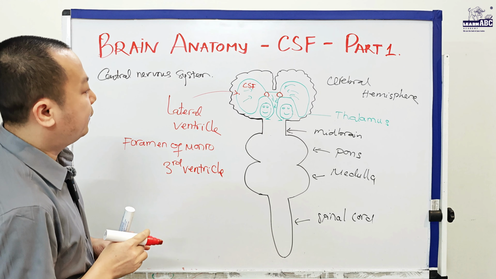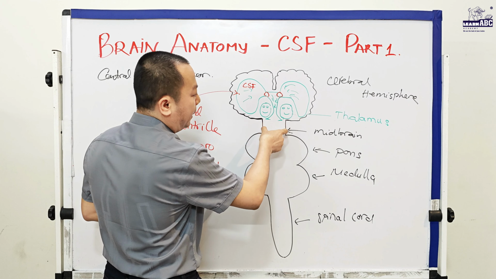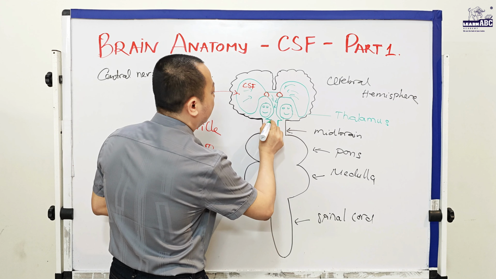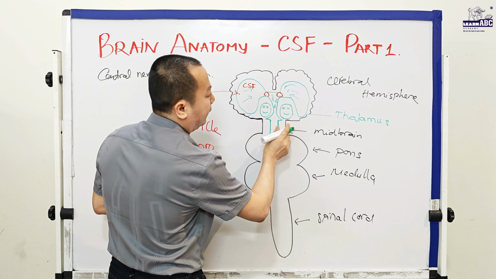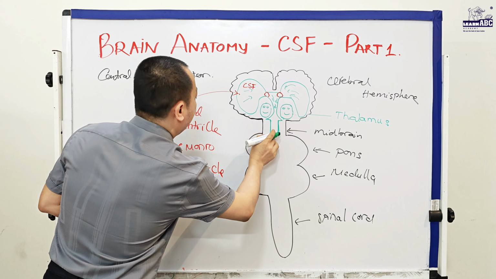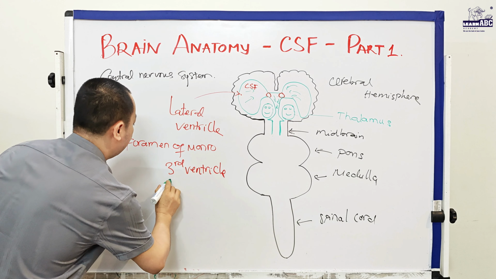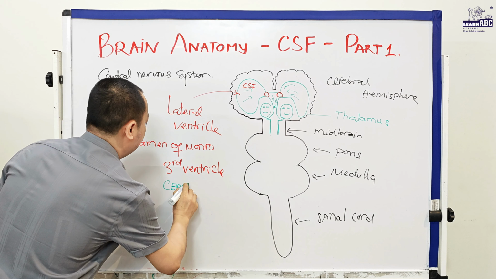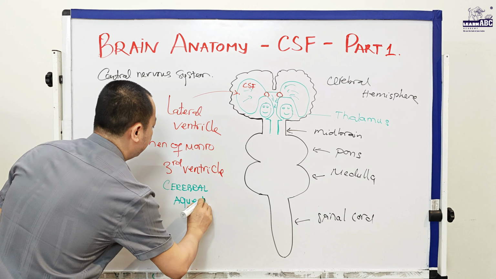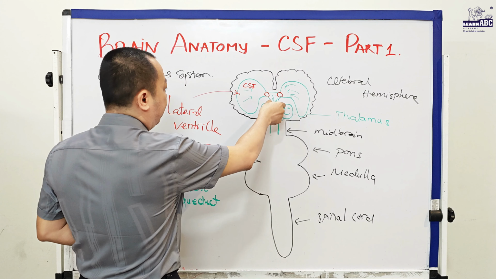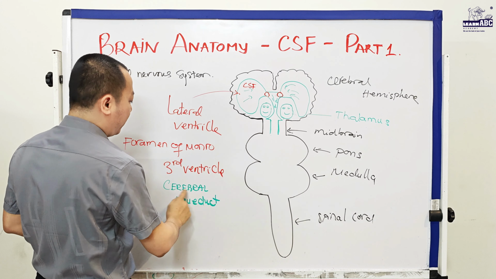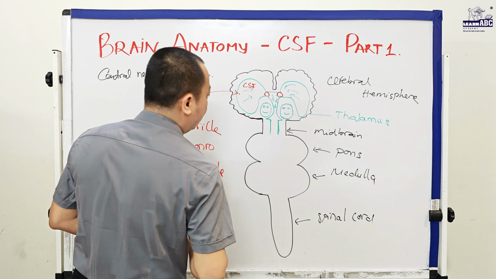Right. Now, from the third ventricle, here is the midbrain. Then there is a duct here. So this duct is present in the midbrain. And what do we call this duct? We call it the cerebral aqueduct. So from this third ventricle, the CSF will flow to this tip. This tip we call the cerebral aqueduct, or we also call it the ependymal tip.